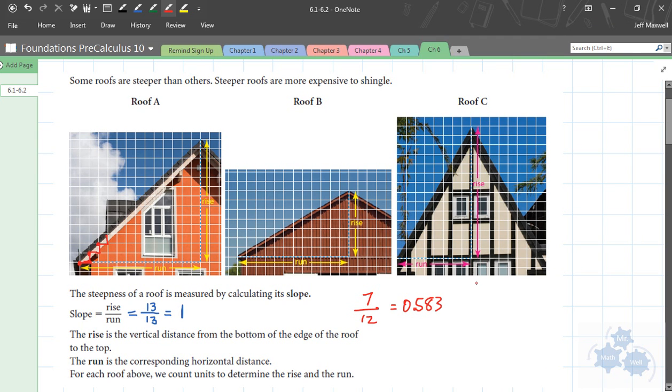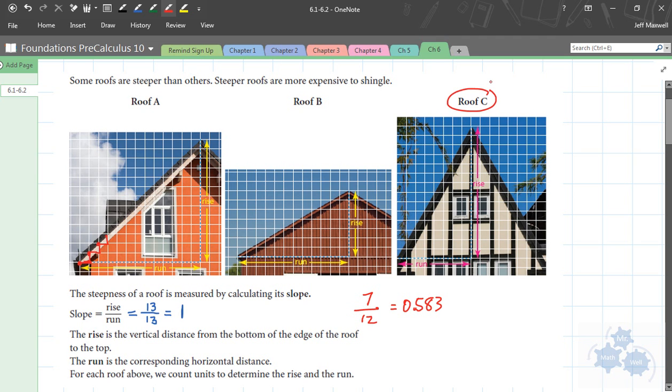Now, as far as units go, we're not too concerned about units right now. I think you understand slope, right? And the same would be for this one. Which of these roofs would have the greatest slope just by looking at them? Yes, the third one.